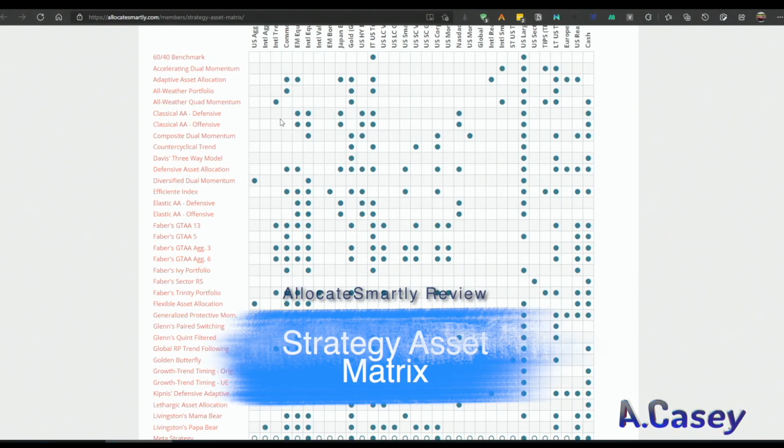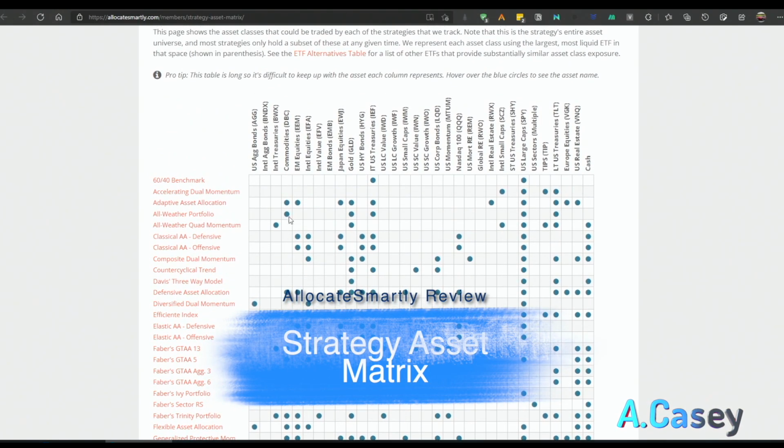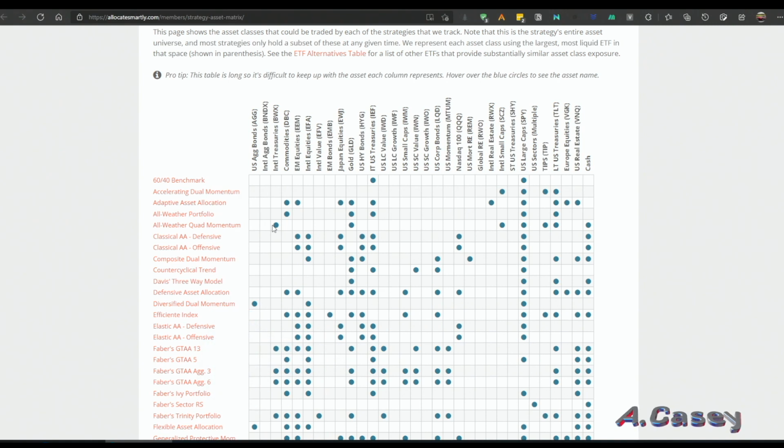And then for each strategy, they show you what asset class it's in. So for example, the all-weather portfolio trades the long-term US treasuries, the US large cap, the intermediate US treasuries, and gold and commodities.